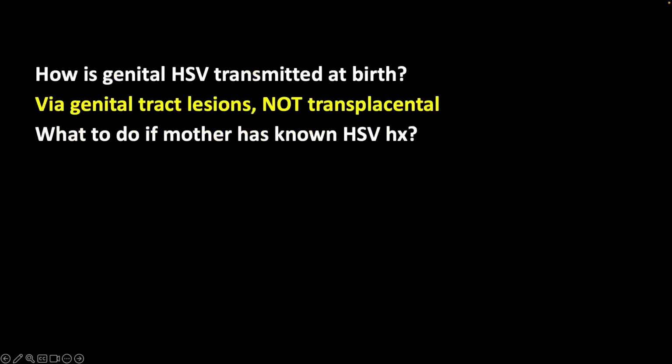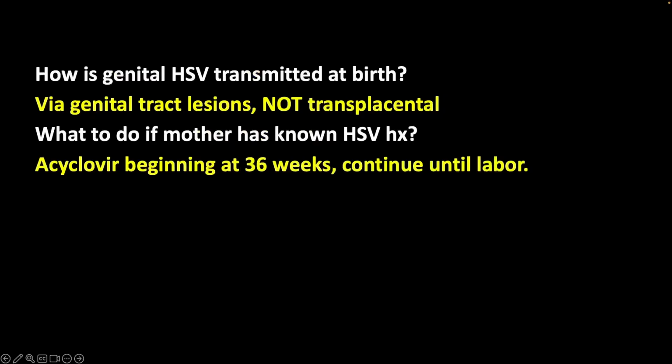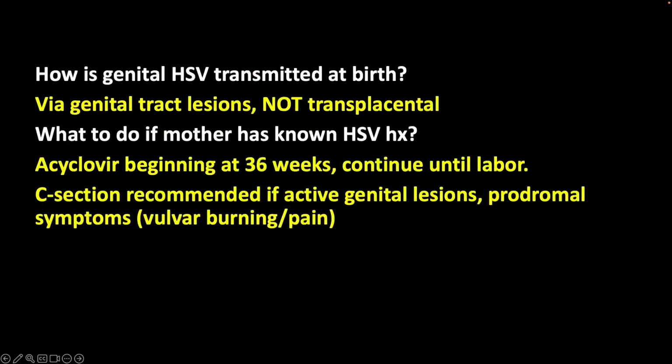And what do we do if the mom has known HSV? You're going to want to give mom acyclovir beginning at 36 weeks and continue until labor. And then you're going to want to do a C-section if there's active genital lesions or prodromal symptoms like vulvar burning or pain.